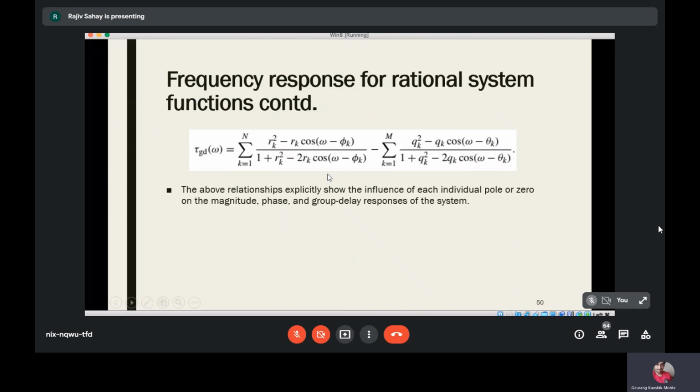So the group delay similarly can be written out like this. These relationships are showing the influence of each individual pole or zero on the magnitude, phase, and group delay responses of the system.